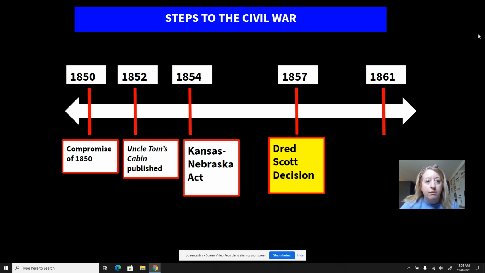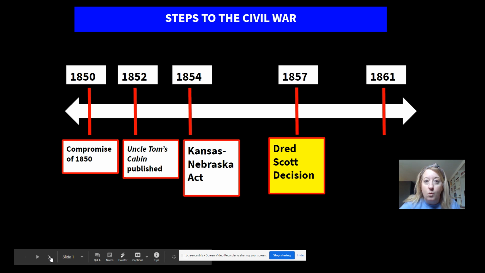So, you've already heard about events like the Compromise of 1850, but I'm actually going to speak to you guys about some written works as well as a very important Supreme Court case, Dred Scott versus Sanford, that led to the fraction within our country and inevitably to the Civil War.